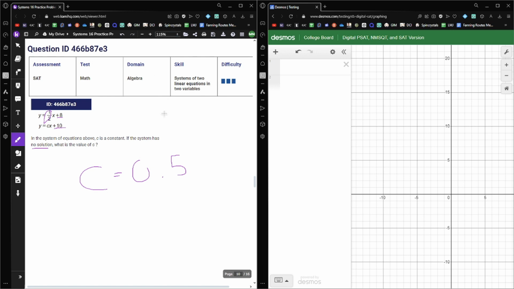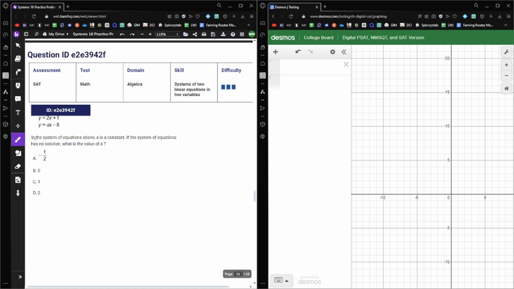My goodness. Question number 11. In the system of equations above, a is a constant. If the system of equations has no solution, what is the value of a? Okay, so I learned my lesson last time. I'm gonna actually look at the little system real quick.